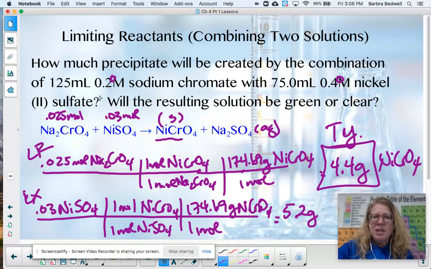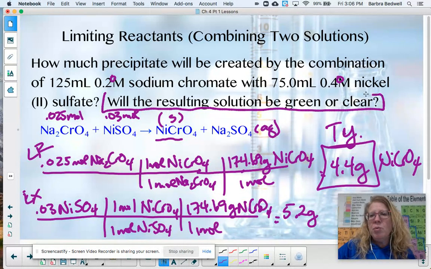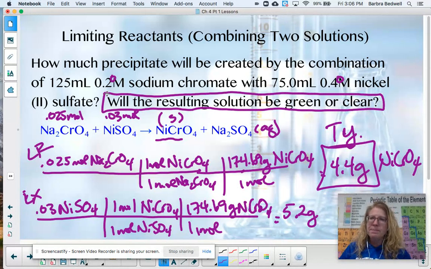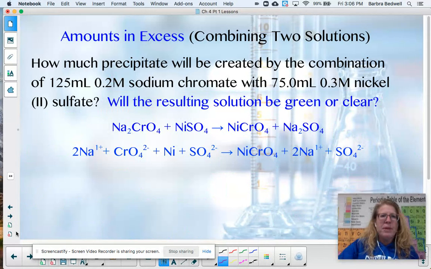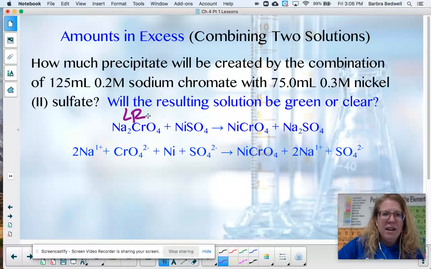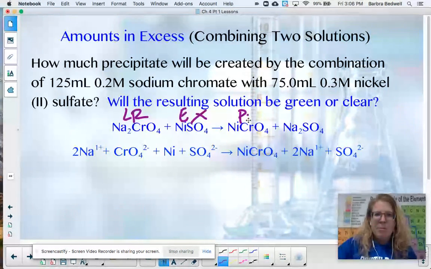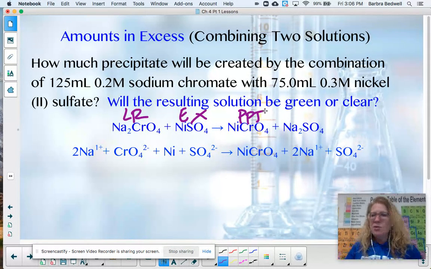Now the last question is a little bit trickier. Will the resulting solution be green or clear? That's a tricky one, so let's stop and think about this for a second. What does this mean in terms of what's happening in our product? I think I have this on the next page. Hold on. There we go. So this is our LR, and this is our EX right here. And this is our PPT. Again, I'm just focusing on the second question.